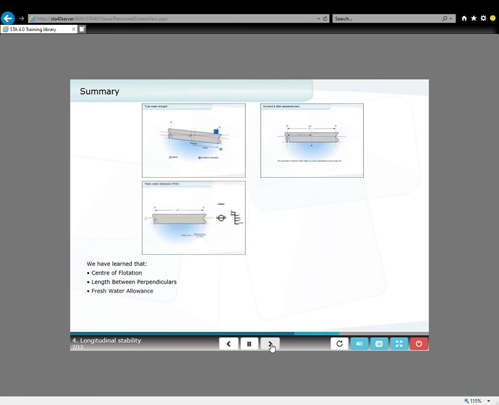The freshwater allowance is the number of millimeters by which the true mean draft changes when the ship passes from salt water to fresh water, or vice versa. It is calculated by dividing the displacement by 4 times the TPC. The hydrostatic particulars about a ship are set out in a table for the ship floating on an even keel in salt water.